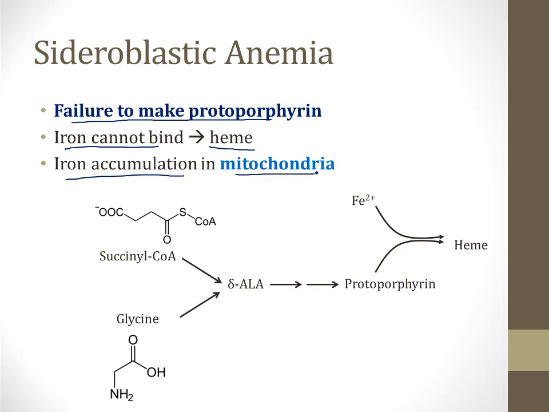Shown on the screen are some of the steps in formation of heme, and recall that the final step is combining protoporphyrin with iron to make heme. So if there's not enough protoporphyrin around, the iron level will rise and iron will accumulate inside of red cells and that leads to the formation of sideroblasts.